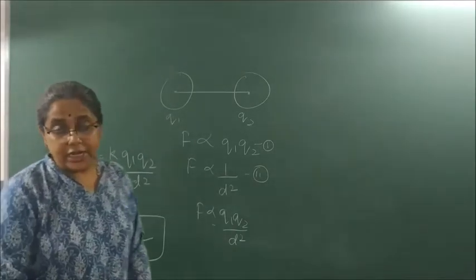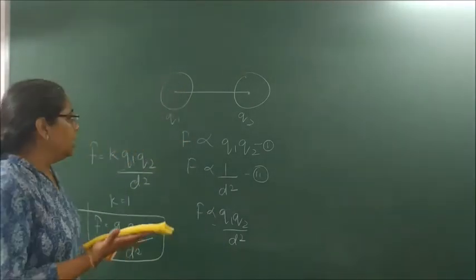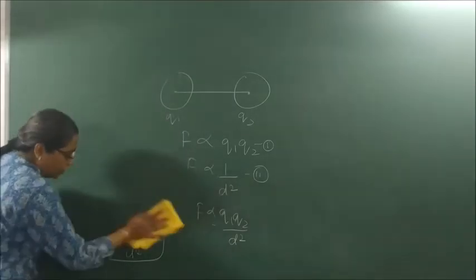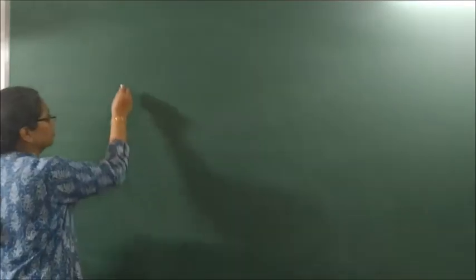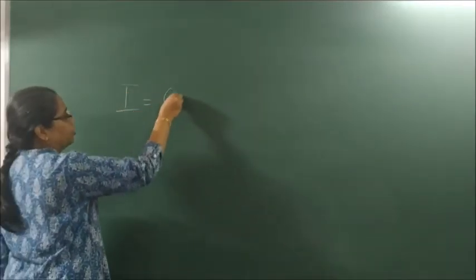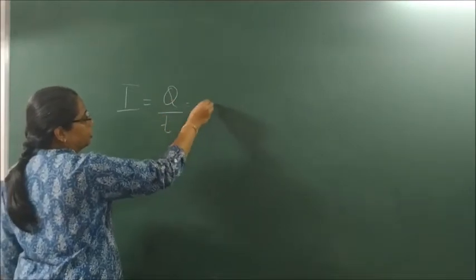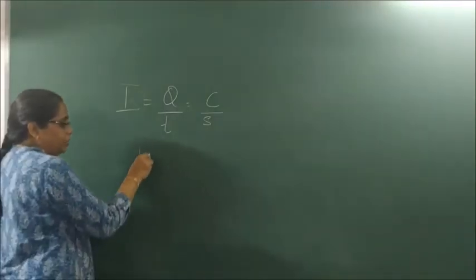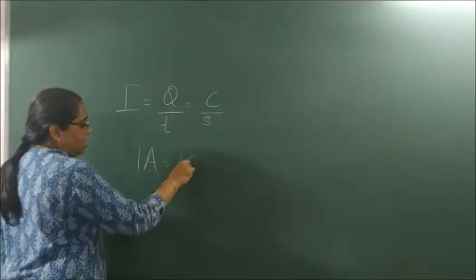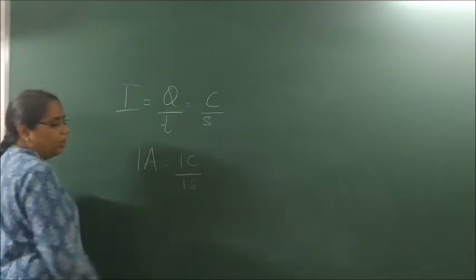Then we started studying current, and we said current is basically the flow of charges per unit time. We denoted current as I, which is equal to Q by t. Q is measured in coulomb, time is measured in second, and current is measured in what? Ampere. So 1 ampere is 1 coulomb by 1 second.